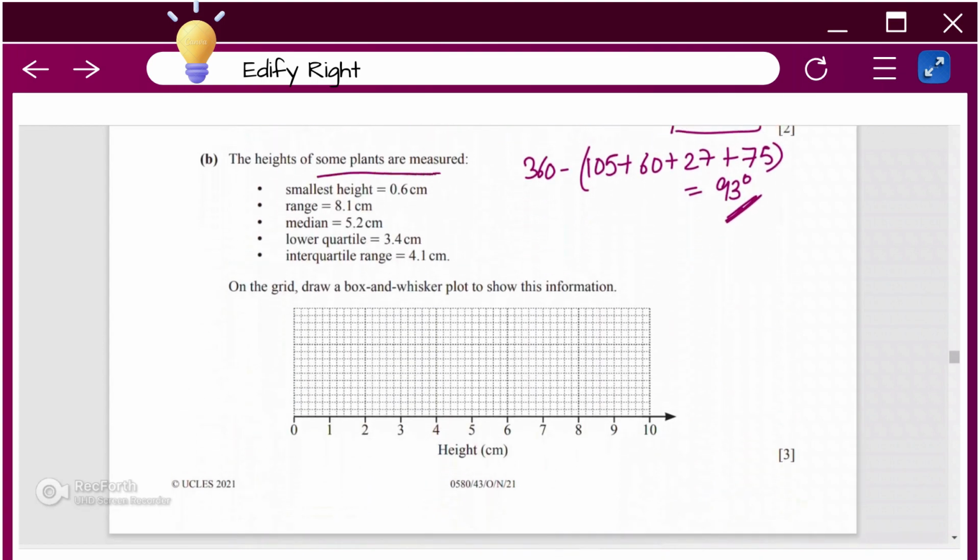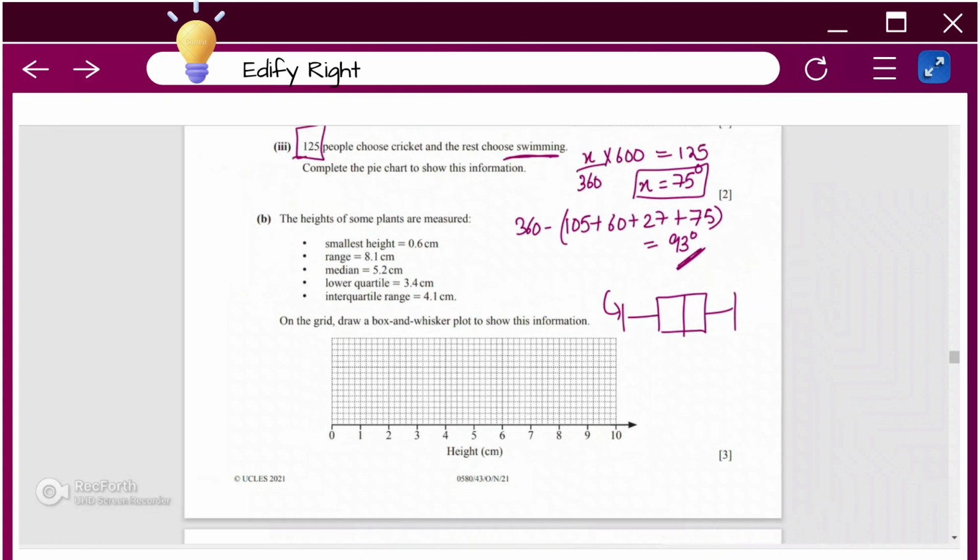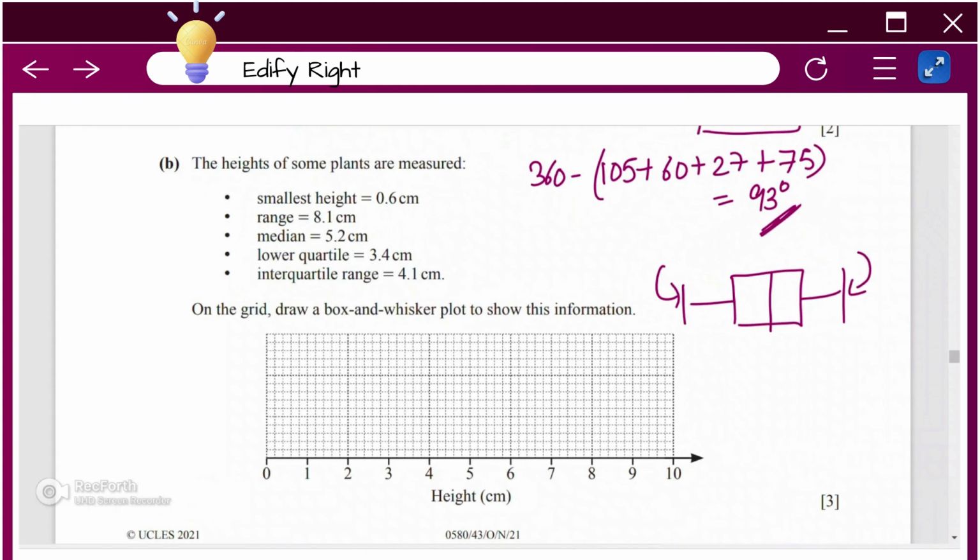That's it. Next, the heights of some plants are measured. So these are the 5 bullet points we're given. On the grid, draw a box and whisker plot to show this information. So all the information is readily laid out for you guys. All you have to do is plot. So we'll start from the extreme left. A box and whisker plot looks like this. You have 5 critical lines. This is the lowest value possible. This is the highest value possible. This line stands for upper quartile, this line stands for lower quartile, and this line stands for the median.